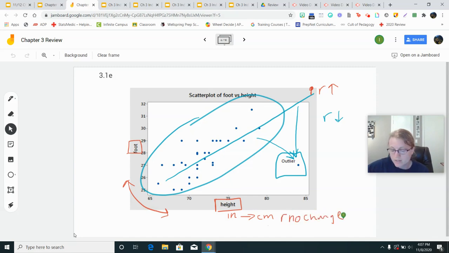If I switch things, there's no change. So it's all about the spacing between your points from each other. And as long as that spacing's not changing, R won't change. If it's changing but in a way that fits the pattern, it'll make it stronger. If it's changing in a way that doesn't fit the pattern, it will make it weaker.